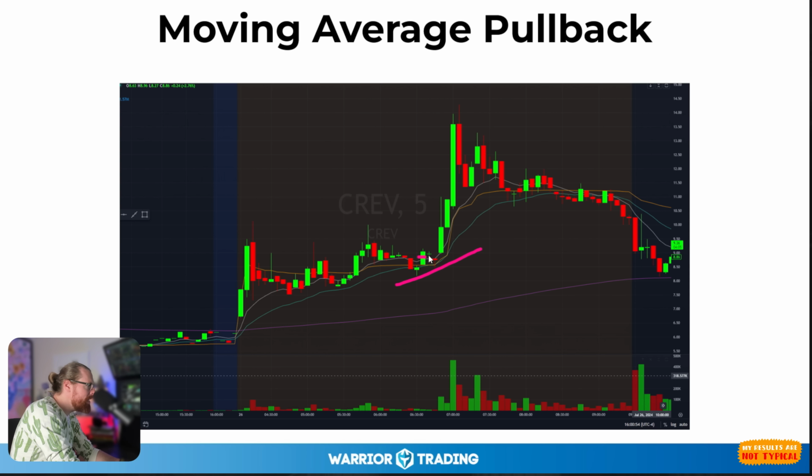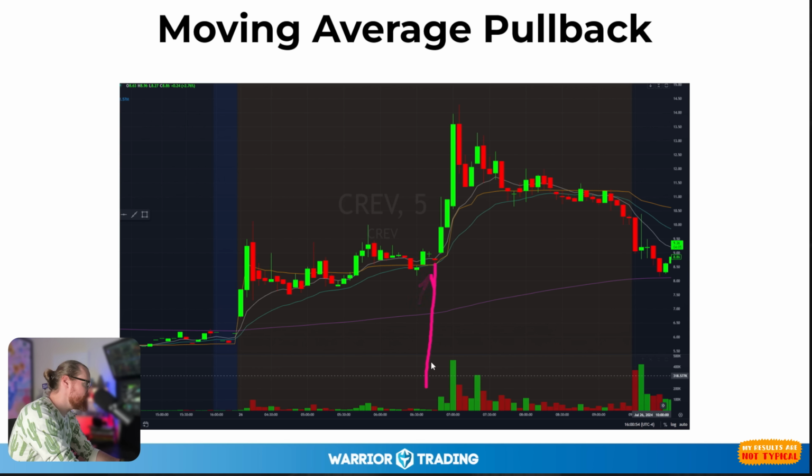Now this ended up squeezing up to 10. As it broke this level of $10 a share, that was a breakout. So my first trade on this was getting in on this green candle right here. I didn't get in before that, and the reason I didn't get in before that was because I was waiting for a little more volume.